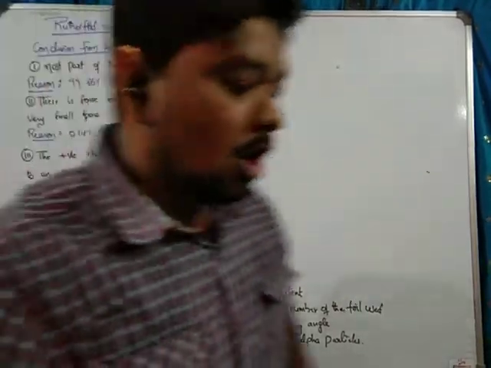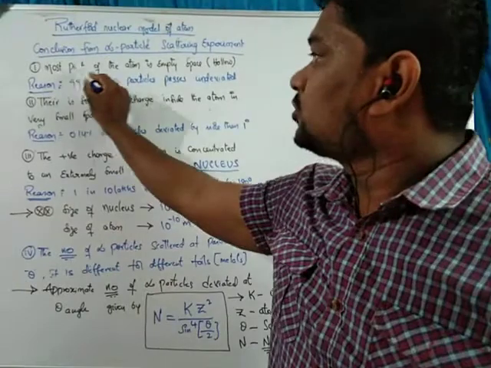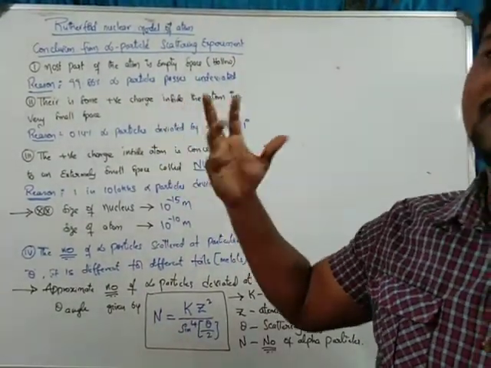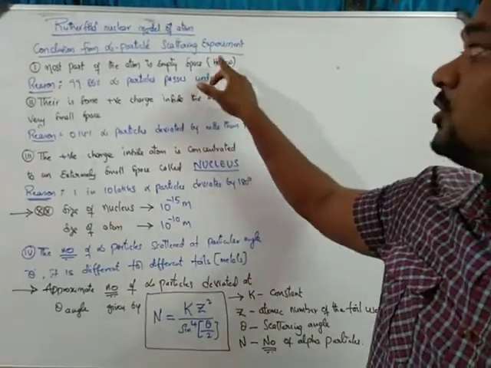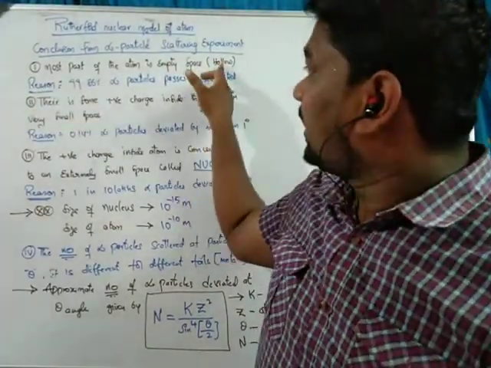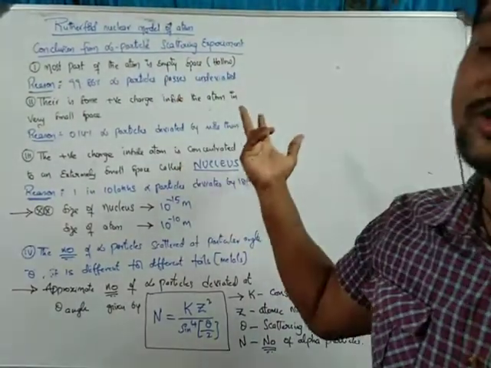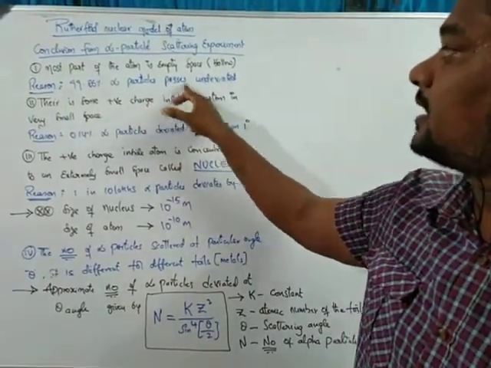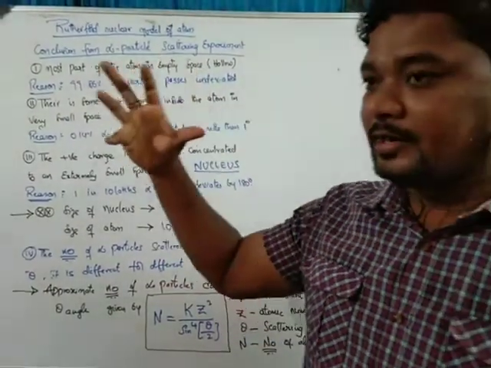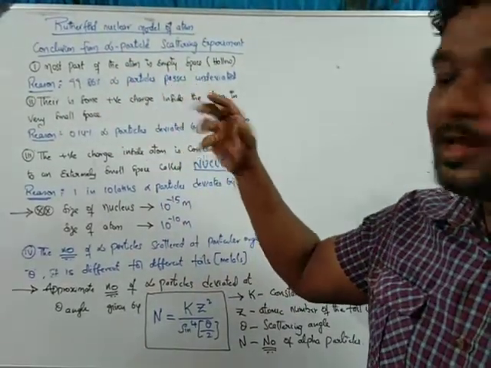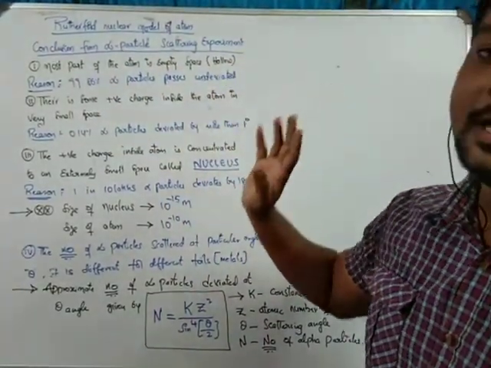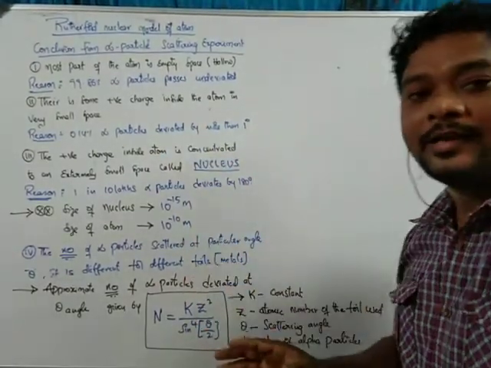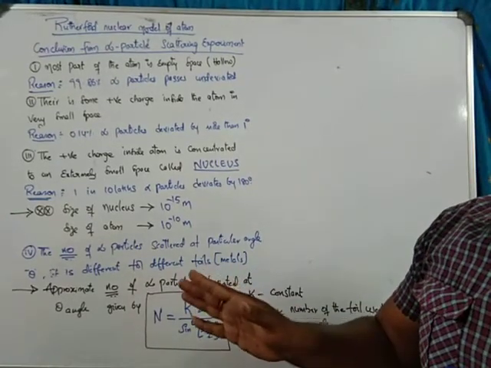So here, most part of the atom is empty. Already we stated the gold foil is mostly empty, that we consider as hollow. Due to this hollow state of the atom, 99.86% of alpha particles pass undeviated, because whatever metal we considered, most of its part is empty, so whatever alpha particles we sent, without any deviation they move in a straight line.